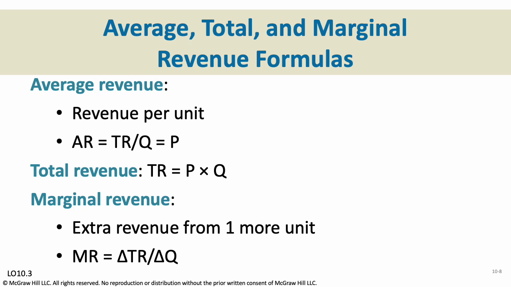So in this case, what is average revenue? Average revenue is total revenue divided by quantity, and in this case, it would equal the price. Total revenue is price times quantity, and marginal revenue is the additional revenue from one more unit, or in this case of pure competition, the price once again. Marginal revenue is the change in total revenue over the change in quantity.